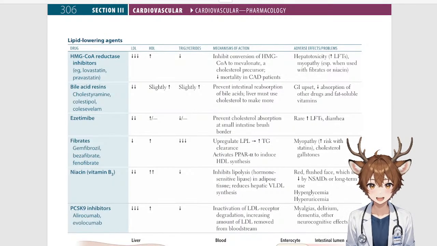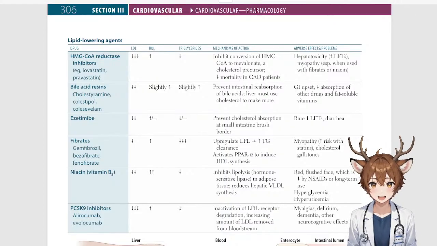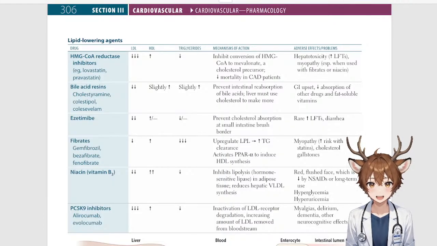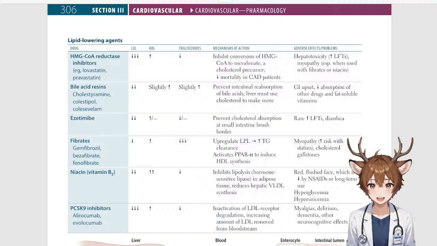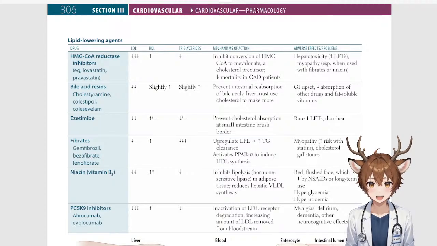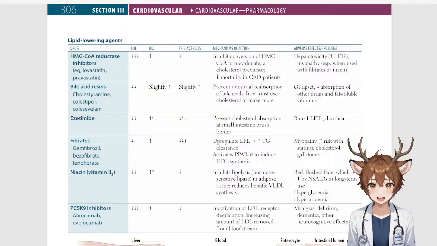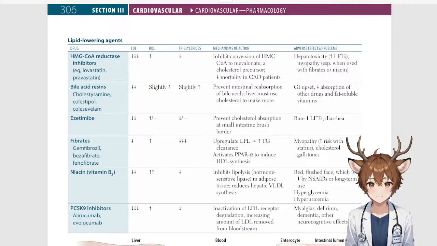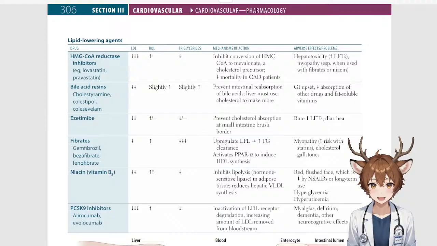The adverse effects of bile acid resins would be GI upset, right? You're preventing the absorption, so as a consequence you have some GI upset. Also decreased absorption of other drugs and fat-soluble vitamins. The fat-soluble vitamins are A, D, E, and K, and they are fat soluble, which means you use fat to help absorb them into the body.